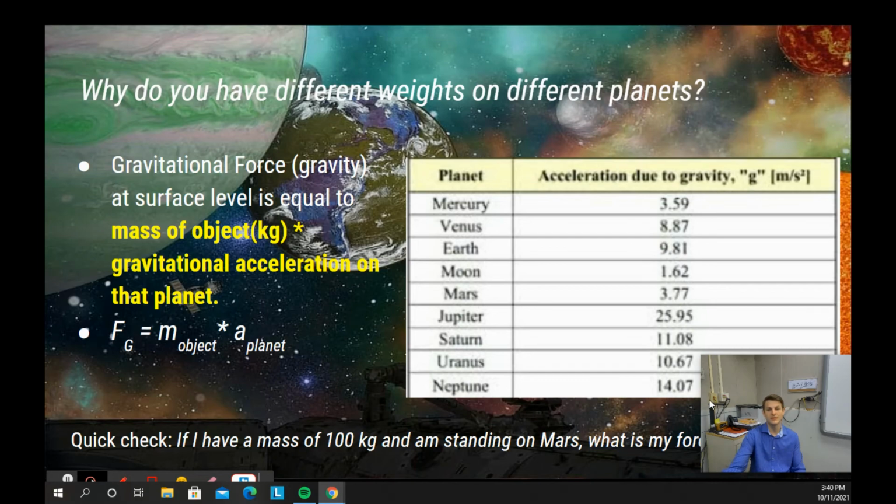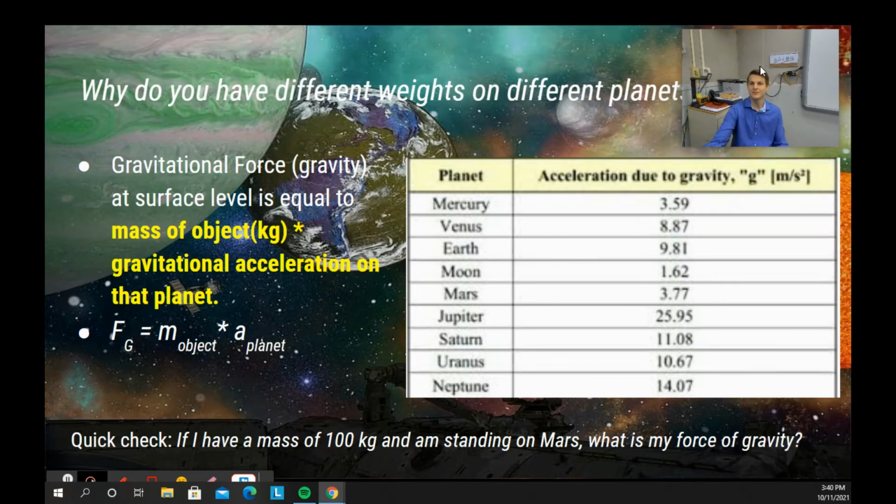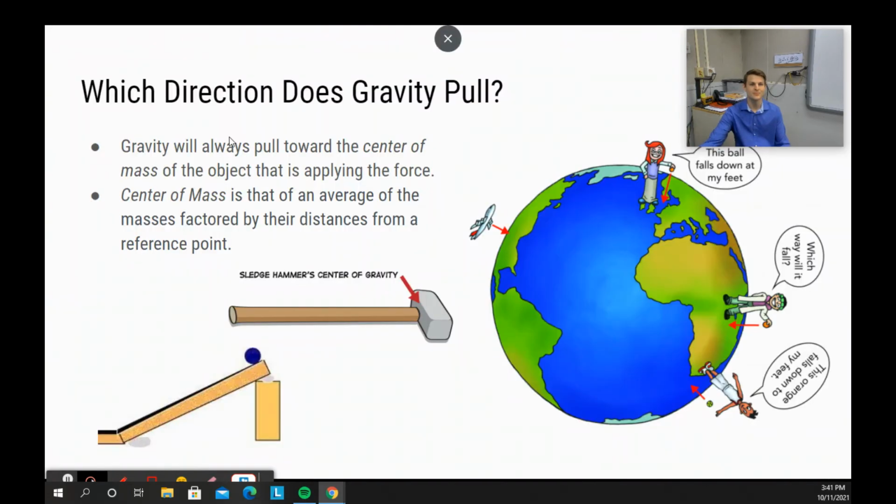If you want to know what force you might feel on these different planets. Here's a quick check of understanding. If I have a mass of 100 kilograms and I am standing on Mars, what is my force of gravity? Okay, solve that. You can use the calculator or whatever, and I'll link that in the episode.